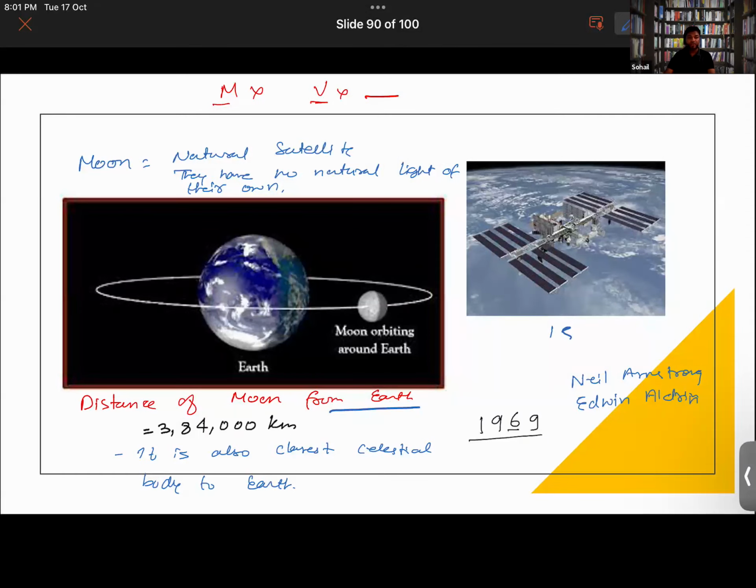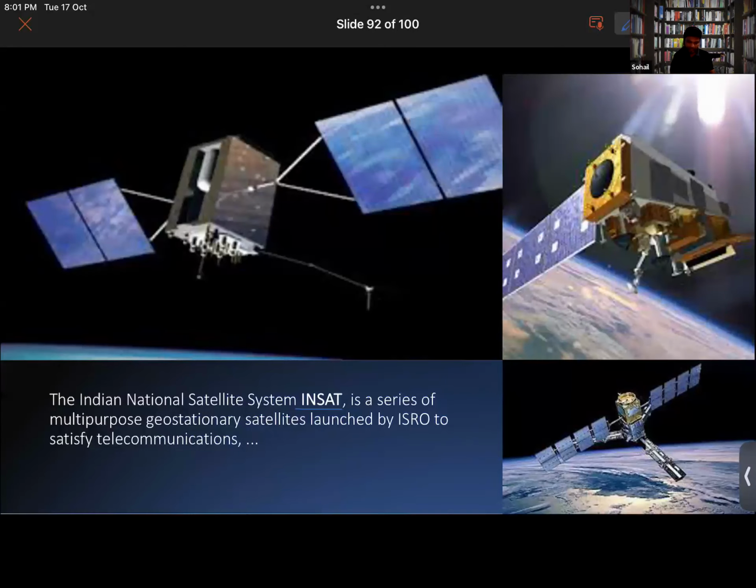Because it is much nearer to the Earth than the stars, right? Okay. Yes, sir. And then we have the artificial satellites also, right? Yes, sir. Artificial satellites we have. For example, look here. That is the Indian National Satellite System.